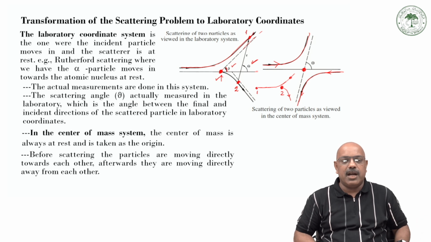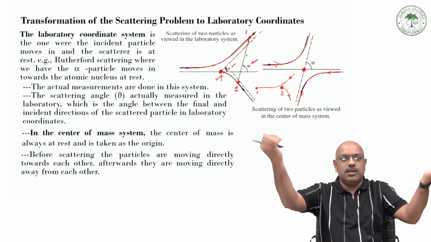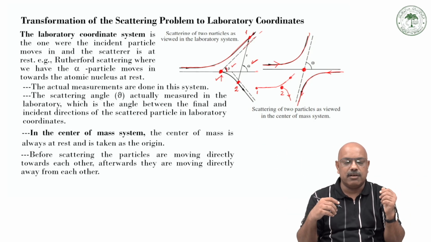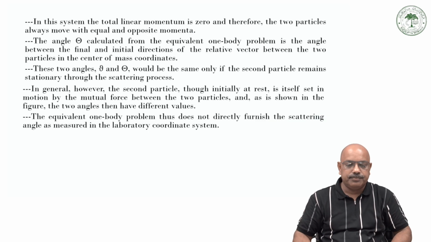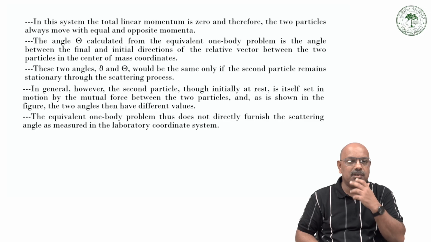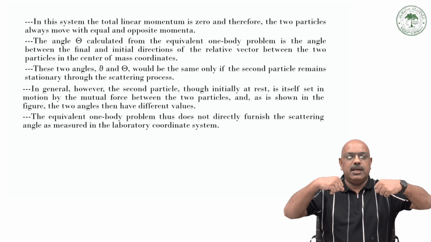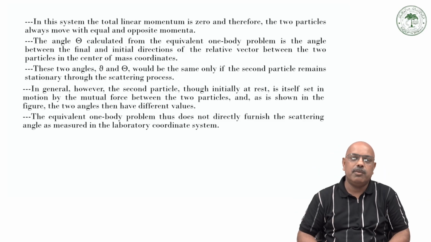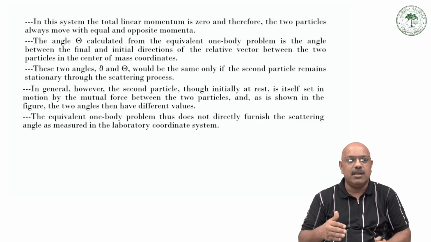So before scattering, the particles are moving directly towards each other, and afterwards they move directly away from each other. So the momentum is conserved in the center of mass system. Okay, the momentum is always going to be zero. In this system the total linear momentum is zero, because when a particle comes with plus and minus momenta and then goes in the opposite direction, the total linear momentum is always zero. The two particles move away with equal and opposite momenta, and the angle theta is calculated from the equivalent one body problem, as the angle between the final and the initial direction of the relative vector between the two particles.